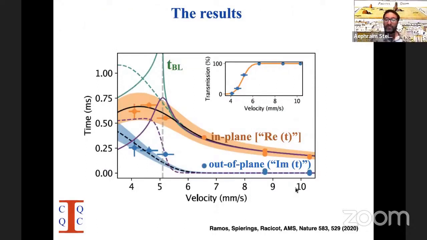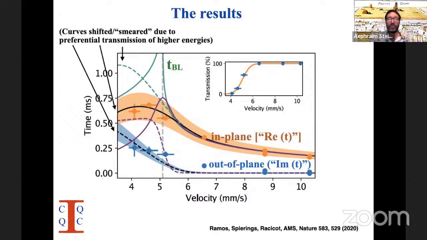Versus velocity of the incident particle, where about 5 millimeters per second here is the barrier height, we can plot both the in-plane, or real time, and this out-of-plane, back action time. And I've compared them to a few theories, but there's an experimental complication, which is that our wave packets still have some width in velocity. And the transmission is much larger, of course, at higher velocities.